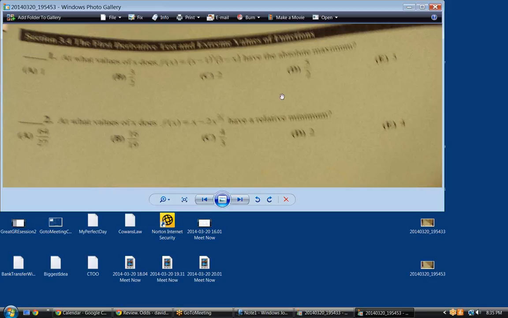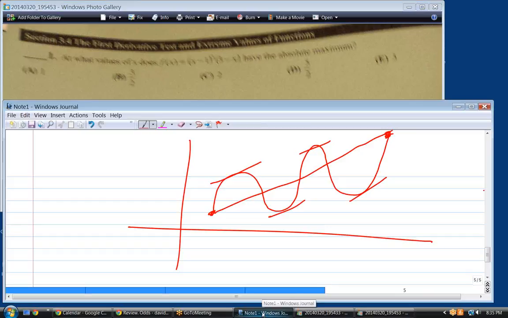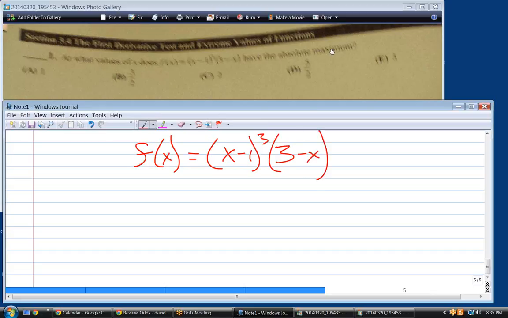Okay. You could read those to me, I guess. Read the first one, and then we'll work on it while we're waiting for you to send the others. All right. It says, at what value of x does f of x equal (x minus 1) cubed times (3 minus x) have an absolute maximum?